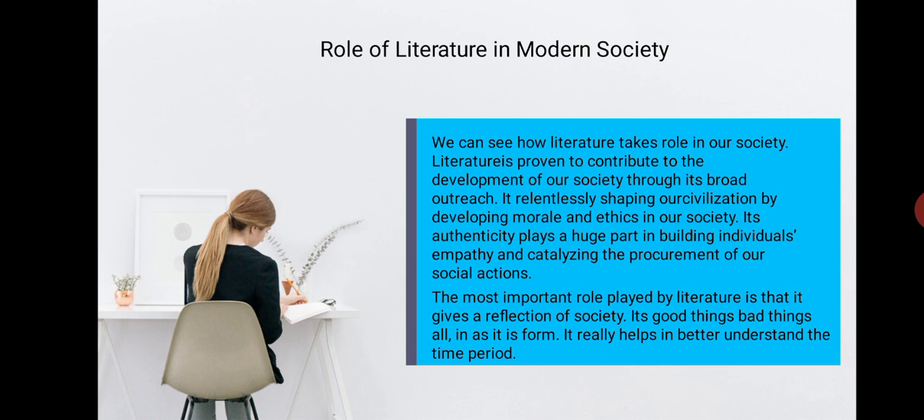The most important role played by literature is that it gives a reflection of society, its good things, bad things, all. As it is formed, it really helps in better understanding the time period.